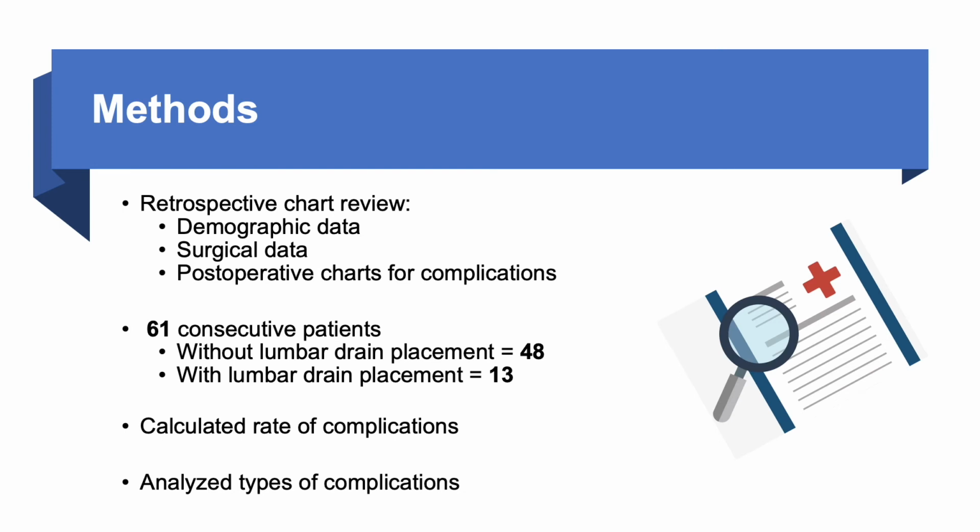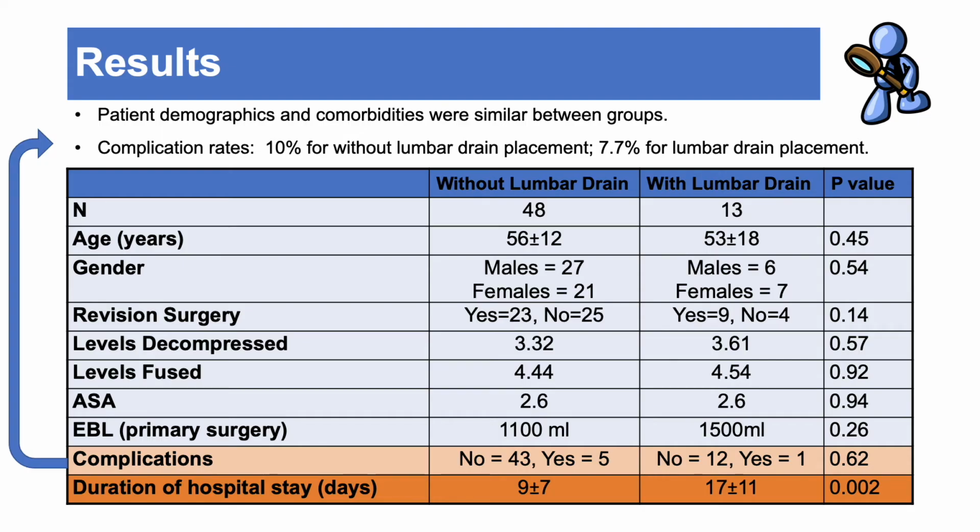This is a retrospective chart review that looked at patients who were treated surgically. 61 patients were evaluated. These were patients that had CSF leaks. 48 did not have placement of lumbar drains. 13 had placement of lumbar drains as part of their management. We calculated complication rates and analyzed the types of complications.